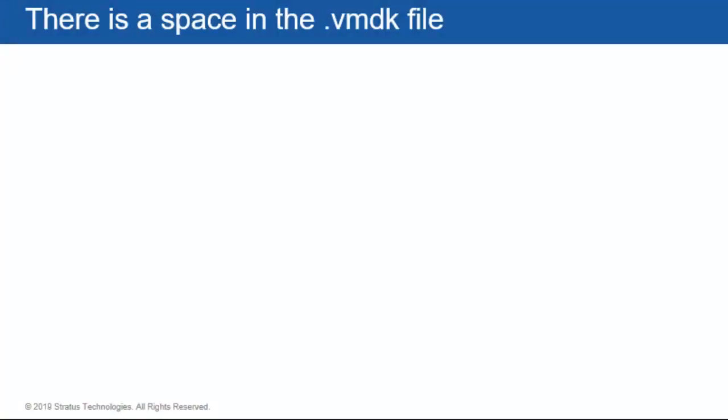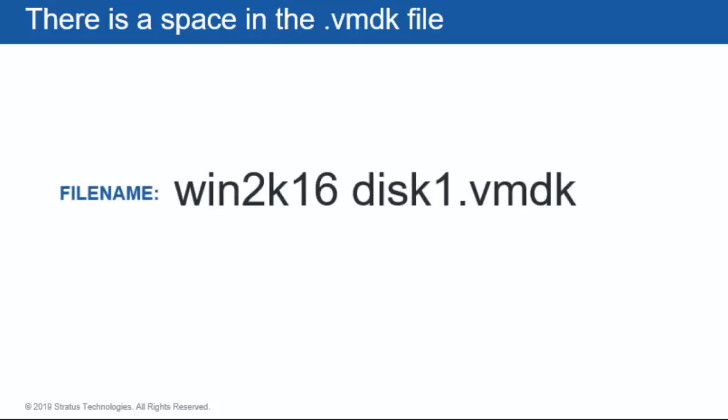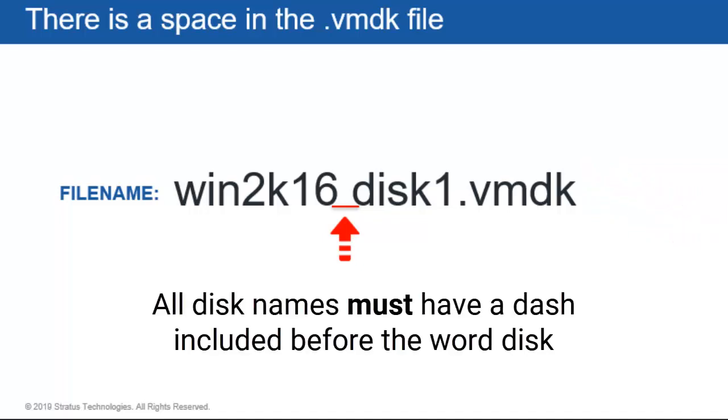There are several naming conventions that must be followed in order to successfully import a VM. You'll receive an error message if there is a space in the file name of the .vmdk file. While it is valid from a VMware point of view to have a space in the file name for a VMDK file, for example, win2k16 space disk1.vmdk, it will fail to import. You must eliminate the space and replace it with a dash. All disk names must have a dash included before the word disk.